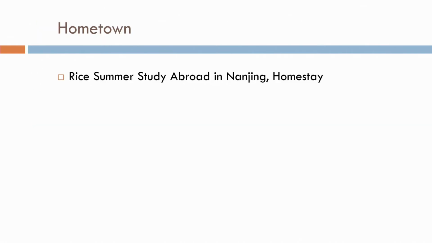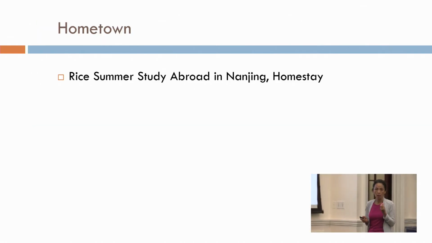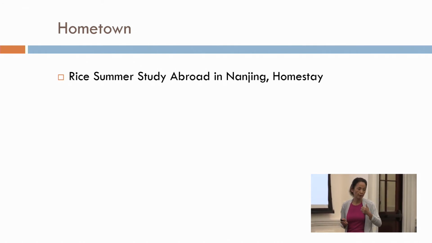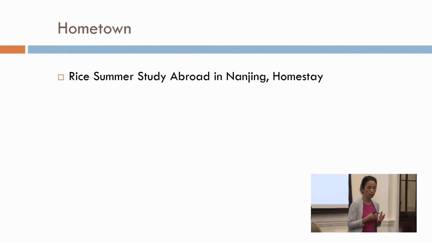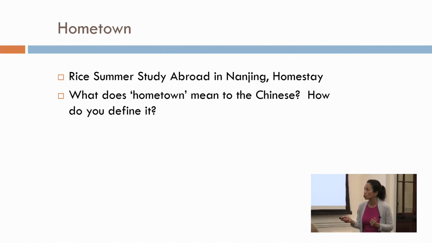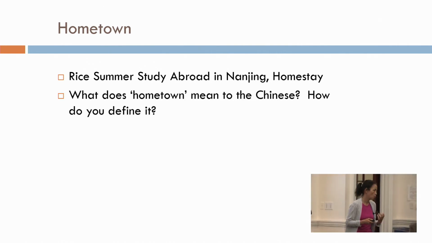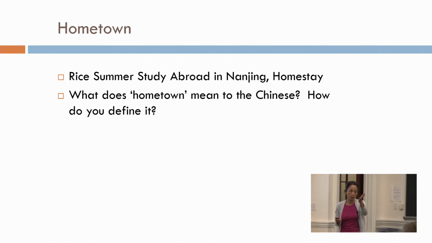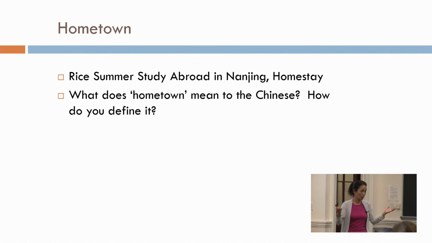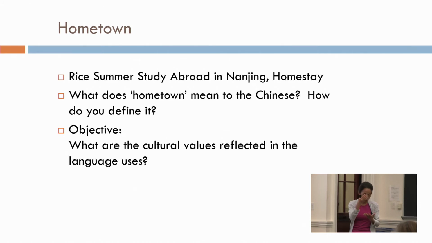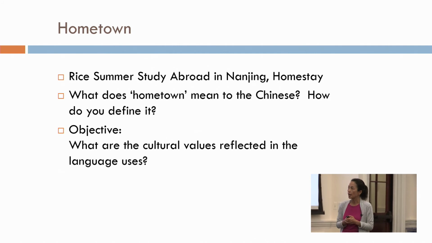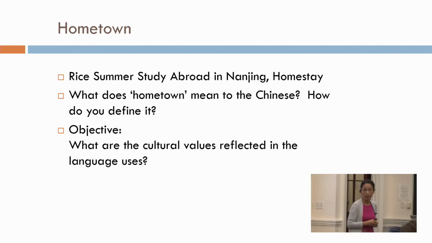This is material I got in study abroad. They stay with a host family, so they have assignments, a lot of assignments, to talk to their host family. One of the assignments is to talk about hometown, 老家. What do they think about hometown and how do they define it? They interview the parents, kids, grandparents. So that's how I get the data. Now once I have the data, I want them to look at it, first listen to the spoken answers, and see what kind of cultural values are reflected in them.